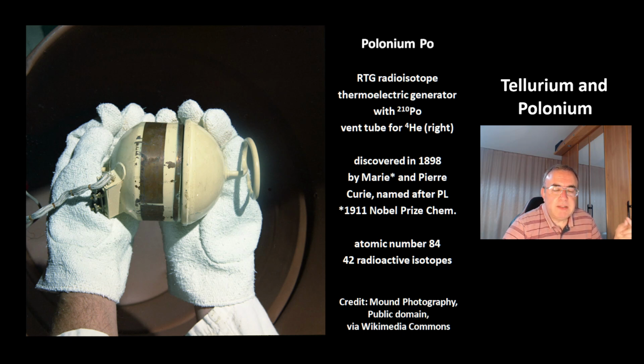Polonium was discovered in 1898 by Marie and Pierre Curie. They named it after the country Poland. And for this discovery, Marie Curie got the Nobel Prize in Chemistry in the year 1911. Polonium has the atomic number 84, and there are 42 radioactive isotopes.